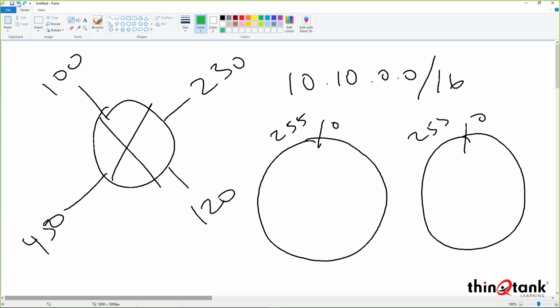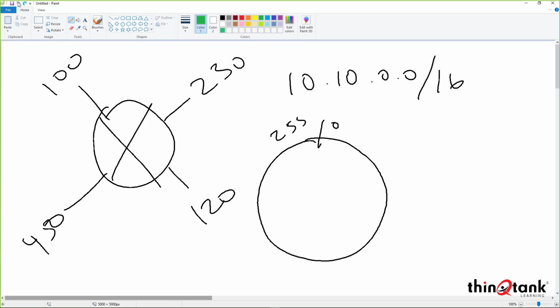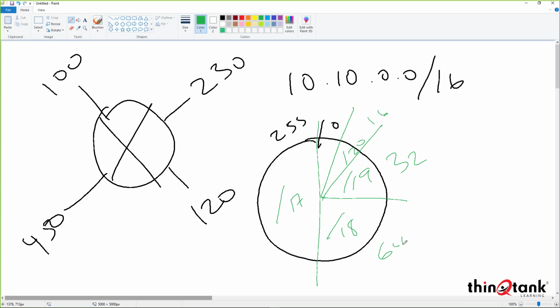So here's what I'm going to do. Let me try and do it this way. Let's make this pen a little bit thinner. So 0 to 255, there's my /17, there's my /18, there's my /19, there's my /20, which is, by the way, a block of 16. This is a block of 32. That's a block of 64. That's a block of 128, right?